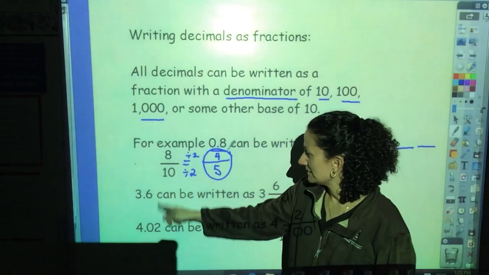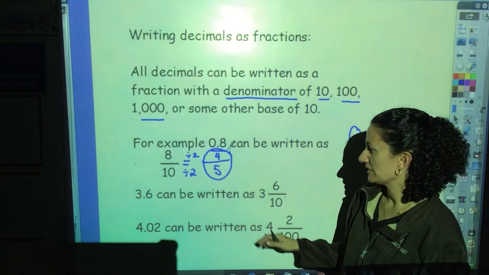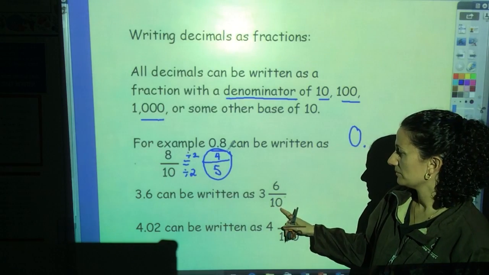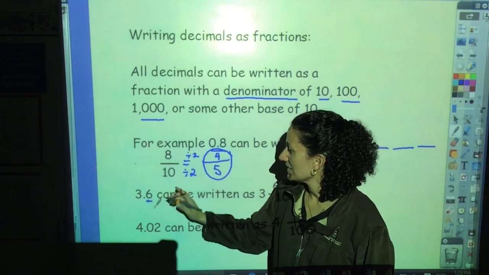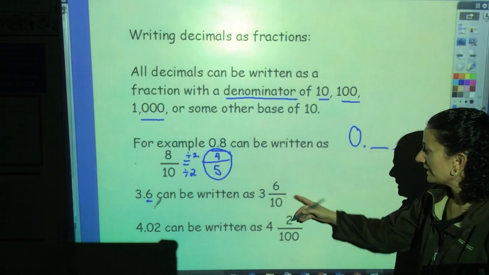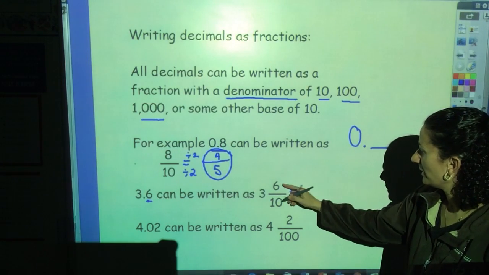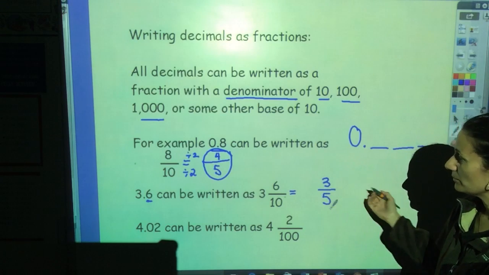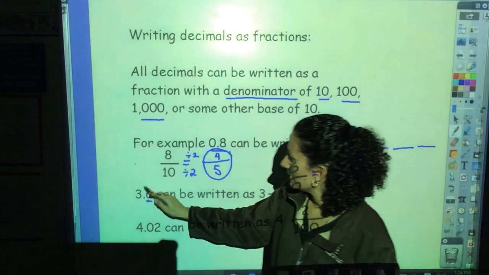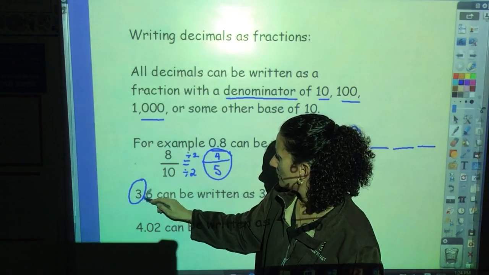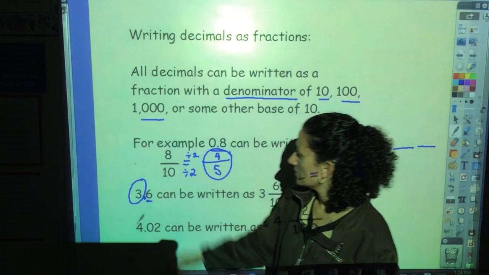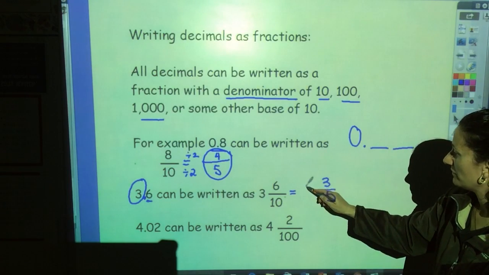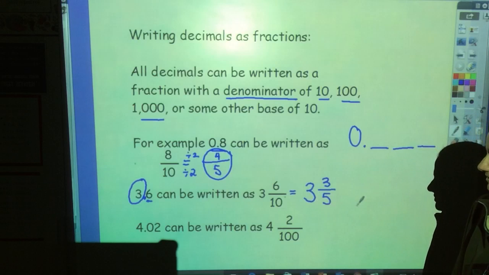So 3.6 can be written as a fraction as 3 6/10. Why is 10 on the bottom? Because the 6 is in the tenths place. Now, that also is not in simplest form. We can divide by 2, and that would give us 3/5. And I want to point out something we haven't seen so far. Here we have a whole number. Any number to the left of the decimal is a whole number, and we write that as a big number to the left of the fraction. So my final answer is 3 3/5.